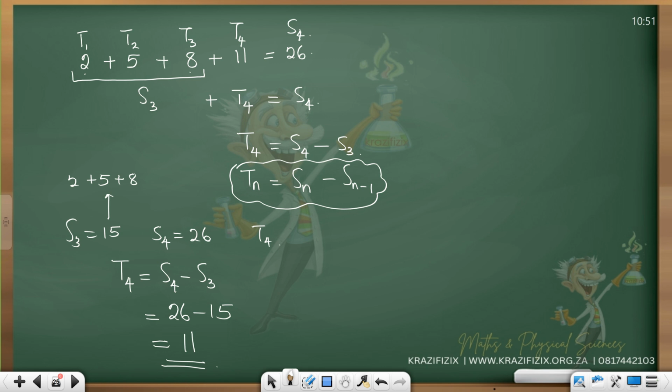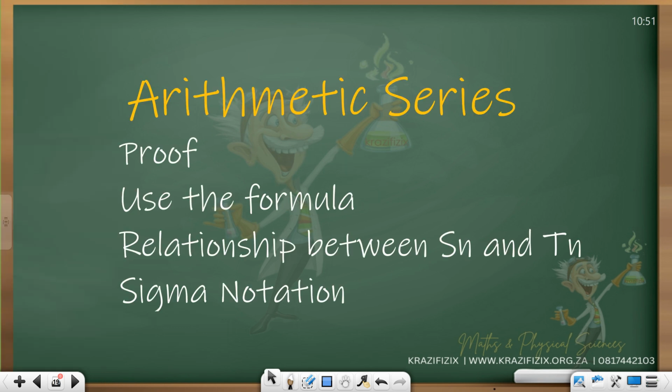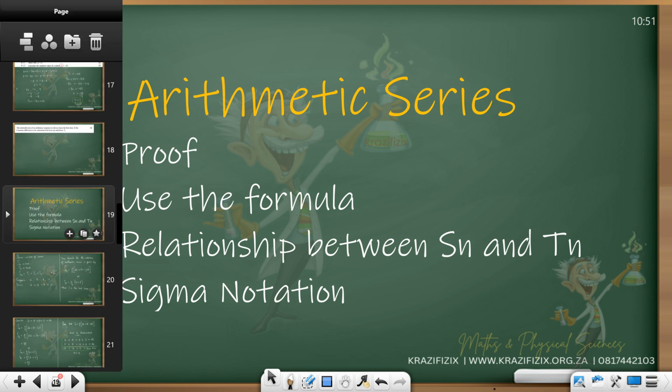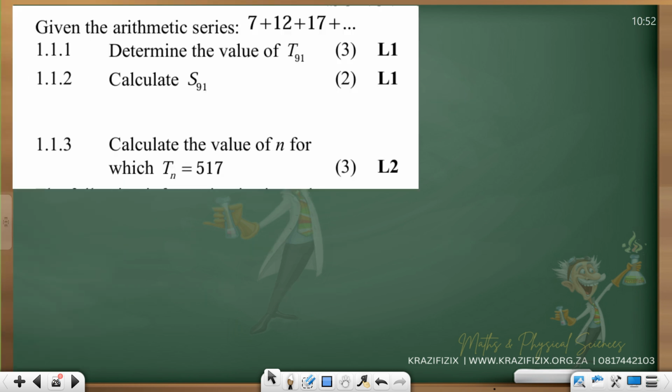Okay, let's look at some questions together. I'll do the next part, which is sigma notation, in our next lesson. So we have quickly done... check here. If I take you back to what I had, did we prove? Yes. Did we use the formula? A little bit. Now the relationship between Sn and Tn, done. We are only left with 1, but I don't want to rush the 1. I want us to quickly use this thing here. Just a few questions today, and then we'll take on the sigma notation.